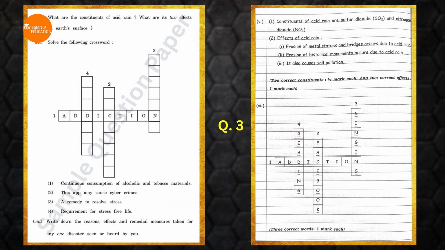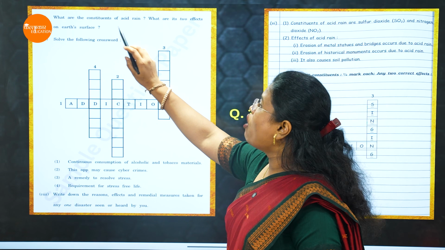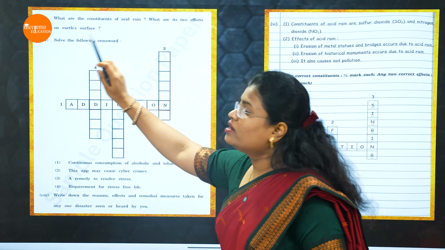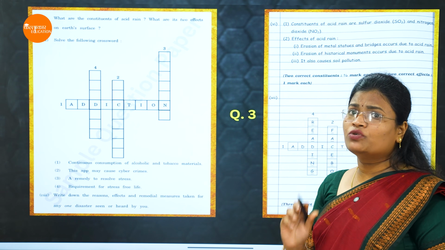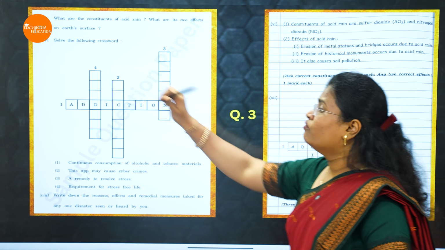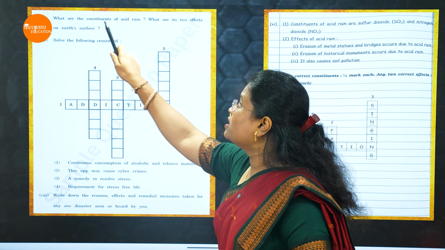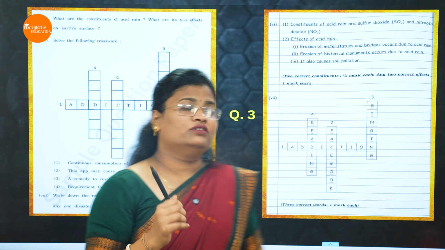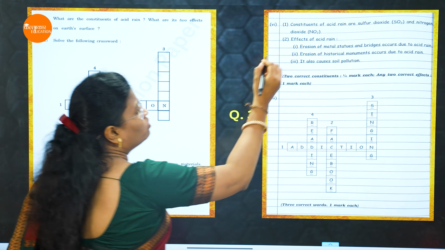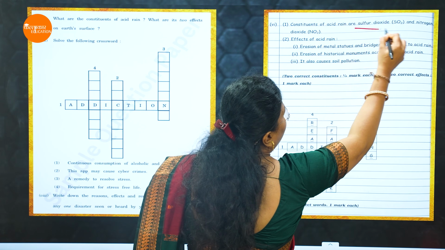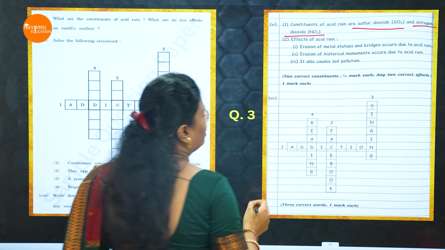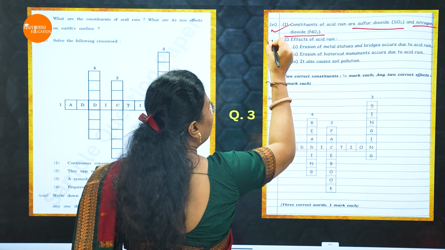Question number 6. What are the constituents of acid rain and what are its two effects on Earth's surface? First of all, you have to read the question very carefully and frame the answer accordingly. What they are asking first: what are the constituents of acid rain? So you have to first enlist what are the constituents. First is sulfur dioxide, second one is nitrogen dioxide. So for this you will get 1 mark.